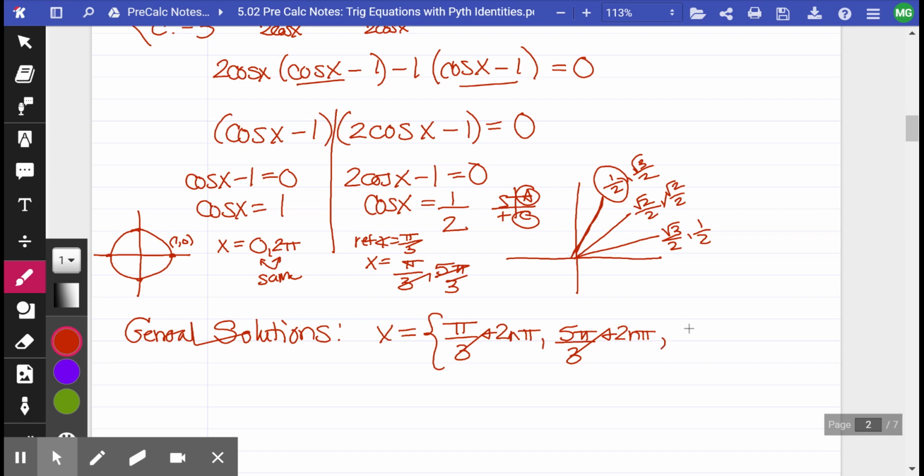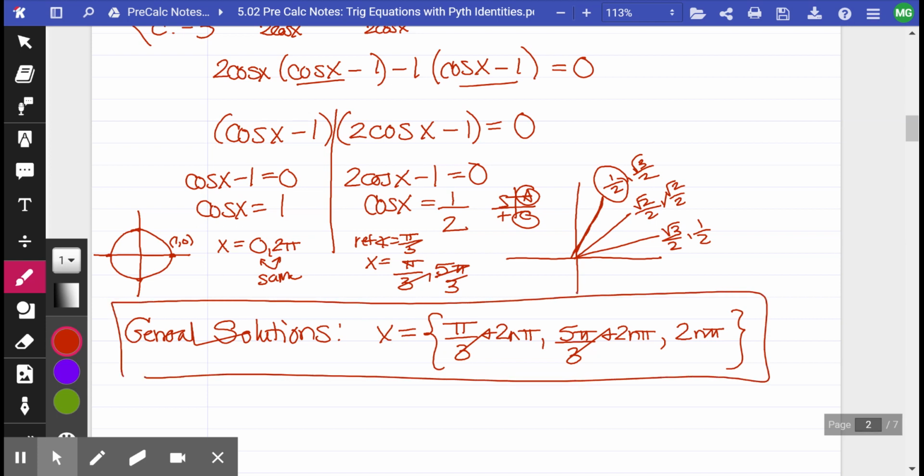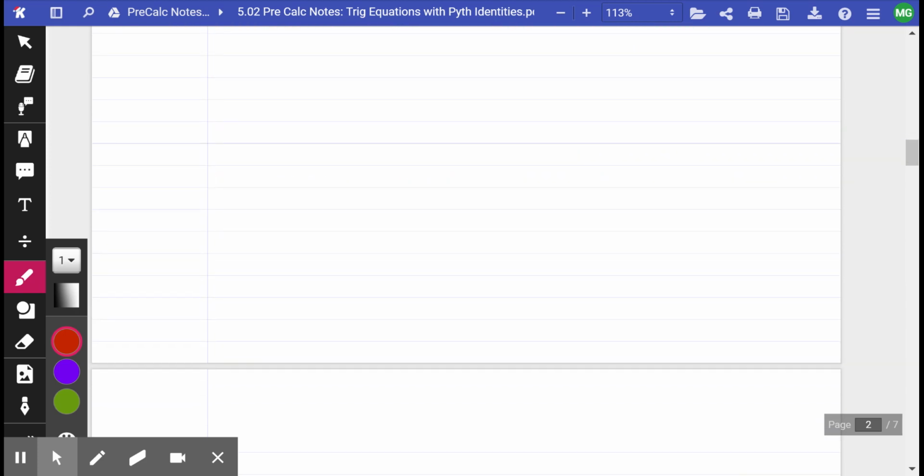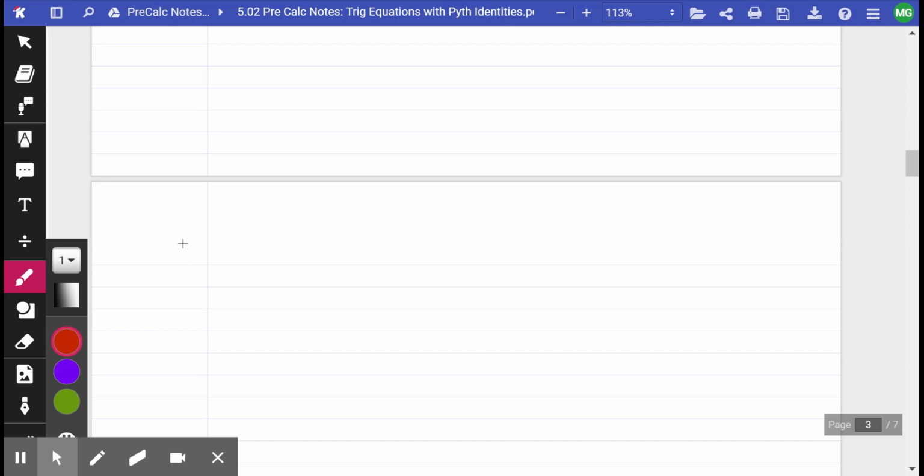And then lastly, I have 2 pi or 0, so we could just call that 2n pi. So no matter how many times you go around, if it's a multiple of 2, you'd be at 0 or 2 pi or 4 pi, sorry, 2 pi, 4 pi, not 3 pi. 3 pi would be on the other side. So any multiple of 2. Okay, so that would be your final answers there.